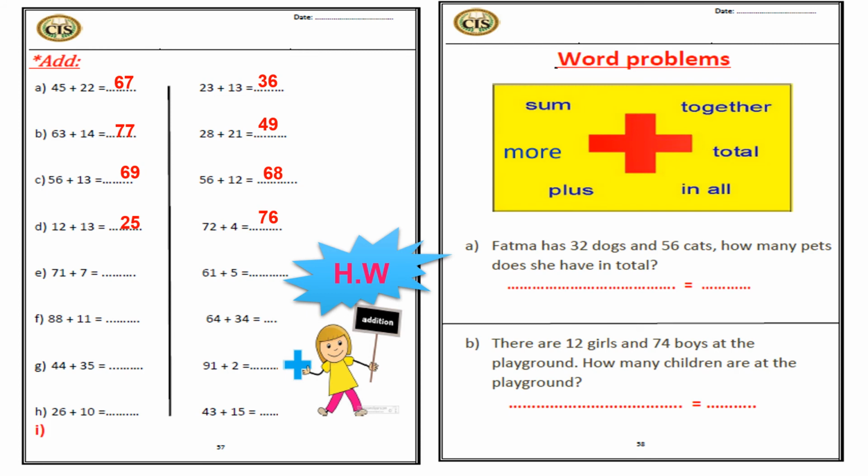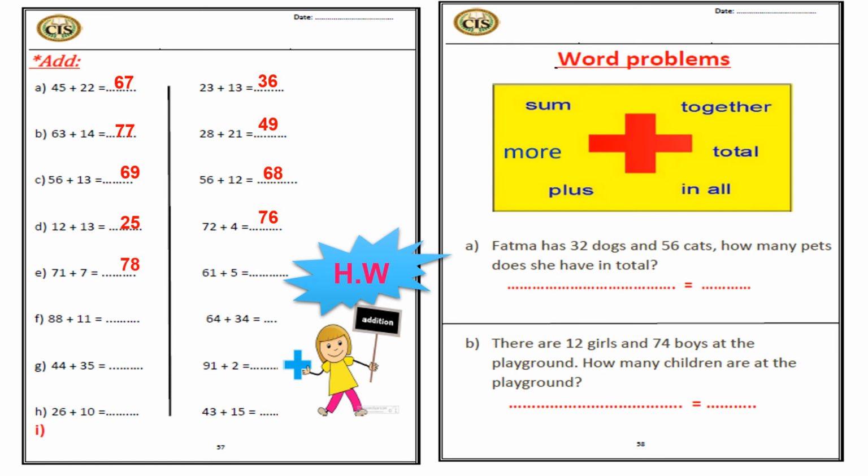In letter E we have here 71 plus 7. I will put 71 in my mind, 7 on my fingers, and let's count after 71. 72, 73, 74, 75, 76, 77, 78. So the sum is 78.